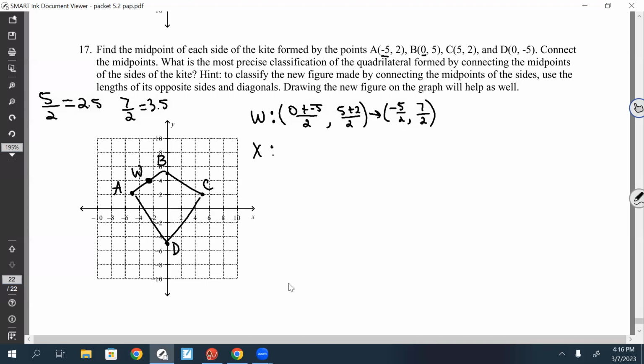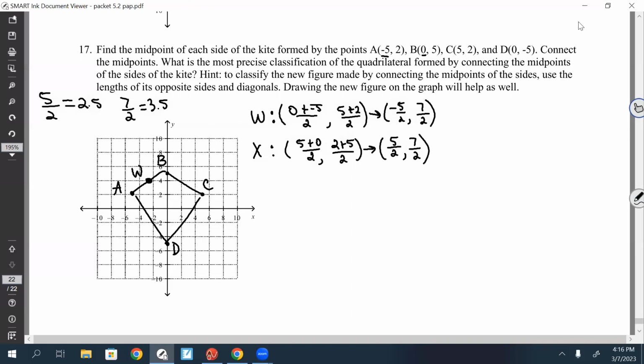Now, the midpoint of BC. I'm going to call that one X. So I'm going to take the coordinates for B and C and put them into the midpoint formula. B is (0, 5), and C is (5, 2). So I'll do 5 plus 0 divided by 2. And then now do the y's: 2 plus 5 divided by 2. So again, we will come out with 5 over 2, positive this time, and 7 over 2.